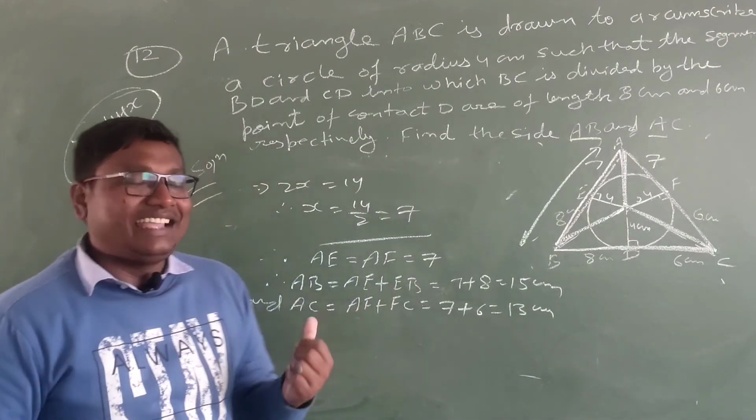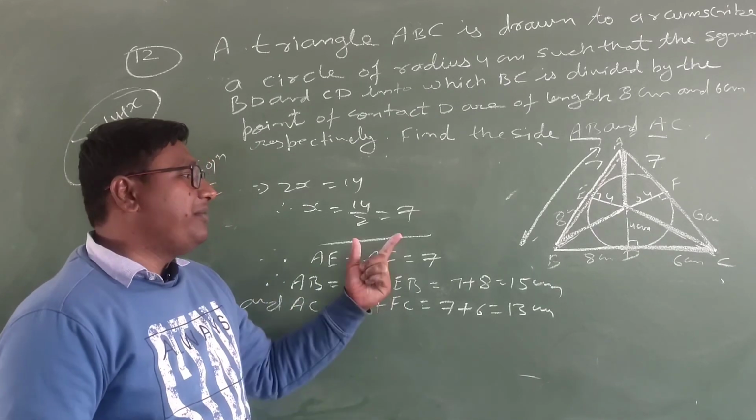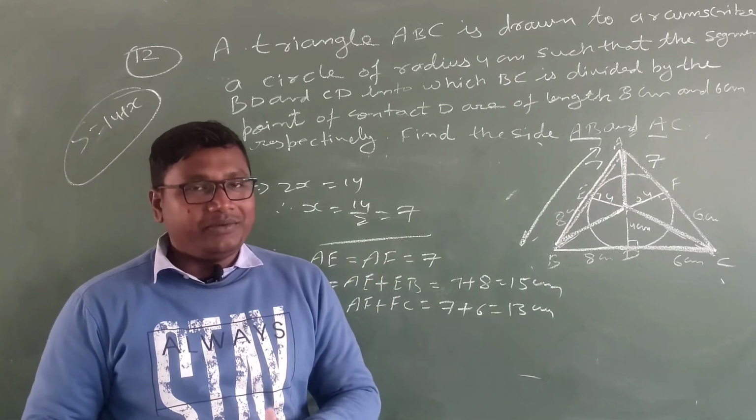So this method can be useful for you. You can get the value of AB and AC like this. I hope you have understood it well.